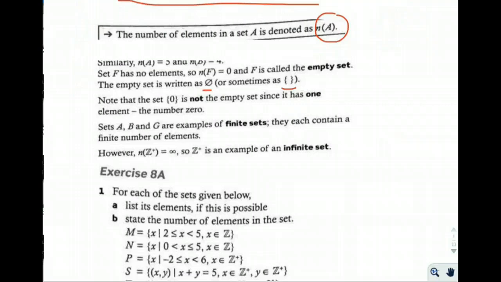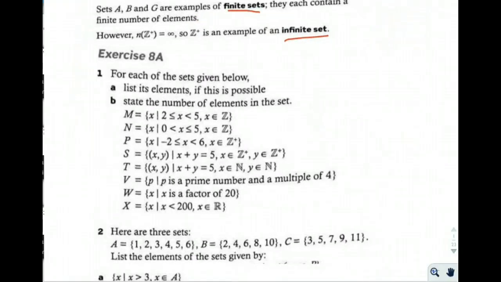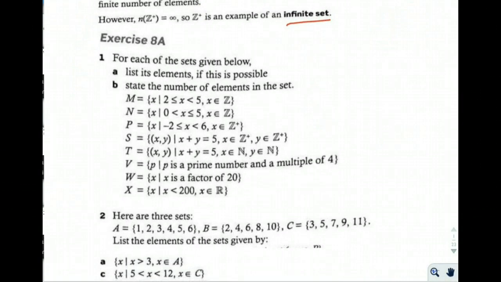There are finite sets and there are infinite sets. Finite sets have a certain number of elements, and infinite sets are sets like the set of numbers, any kind of numbers. Usually that's an infinite set, no limit as far as what's in there. Now we're just going to do a few of these examples.